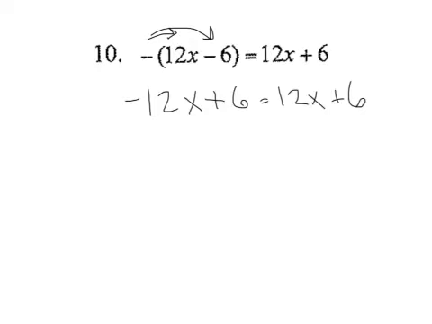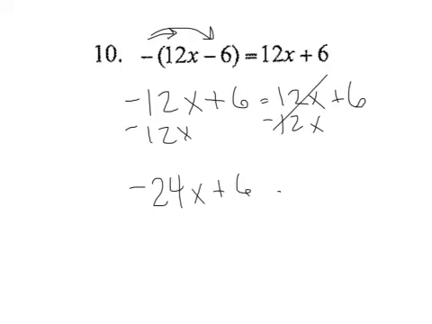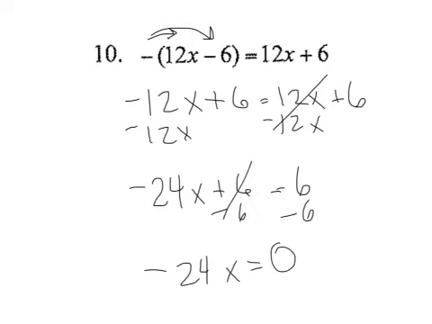So this one's kind of interesting because it looks like you have the same thing on both sides. But when you subtract 12x, it's going to give you negative 24x plus 6 equals 6. You're going to subtract 6, so you get negative 24x equals 0. So you don't even have to divide this out because you know that 0 divided by any number is 0. You know that because the only thing you can multiply by negative 24 to get an answer of 0 is 0. So 0 is your x value.